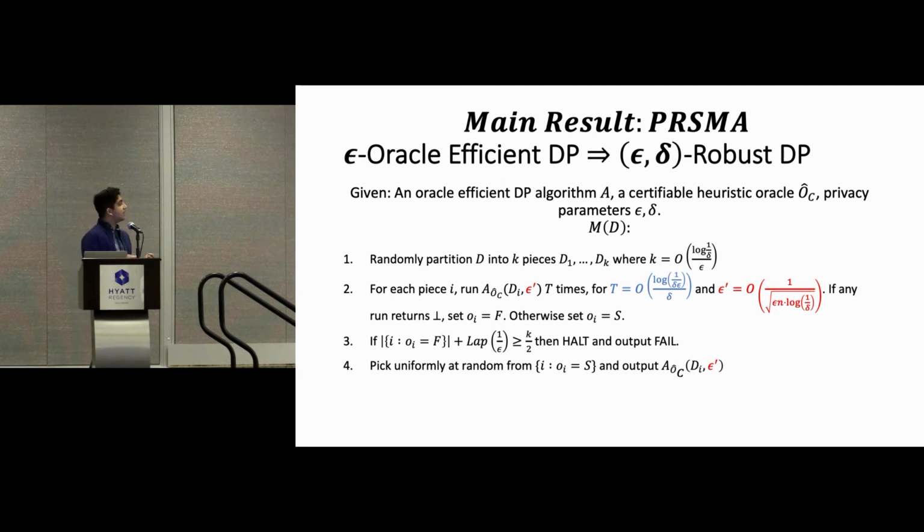Then we tally up the number of successes, and with appropriate noise to preserve privacy, if at least 1 over epsilon of those chunks have succeeded, then we uniformly at random choose one of the successes and release it. Otherwise, we say that we failed.